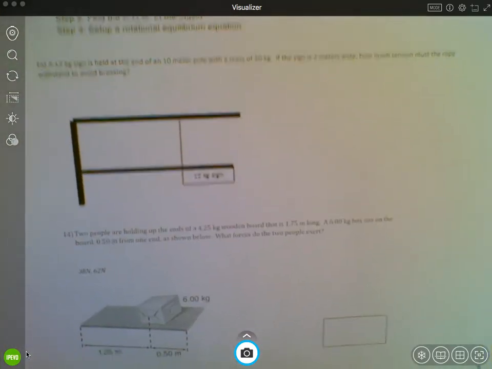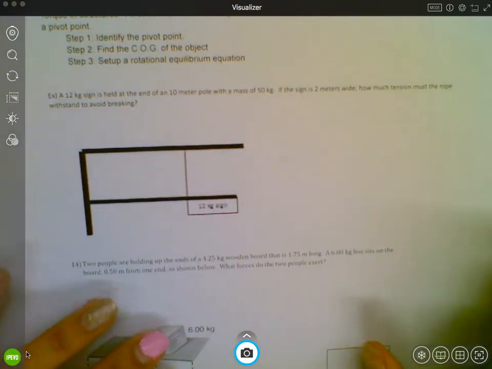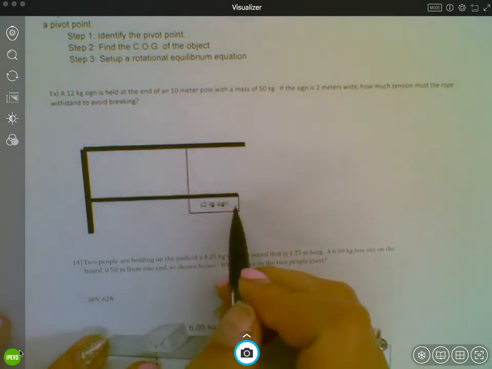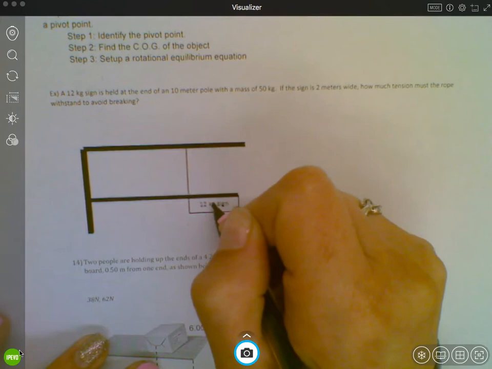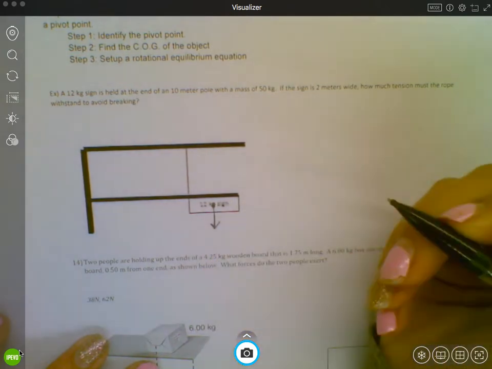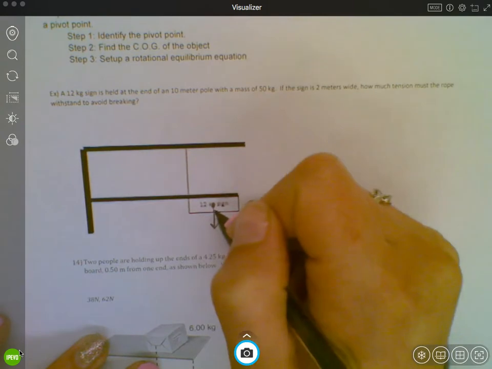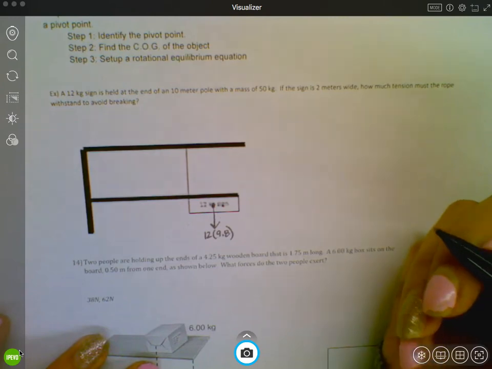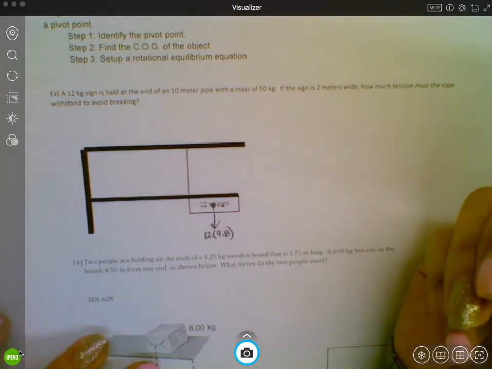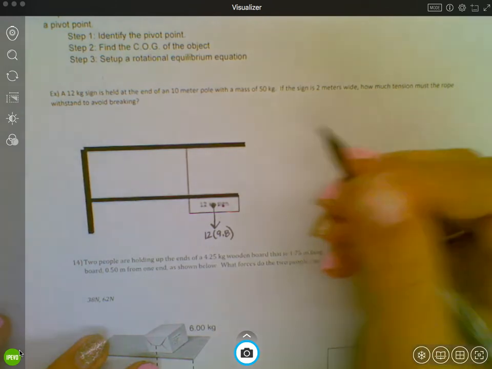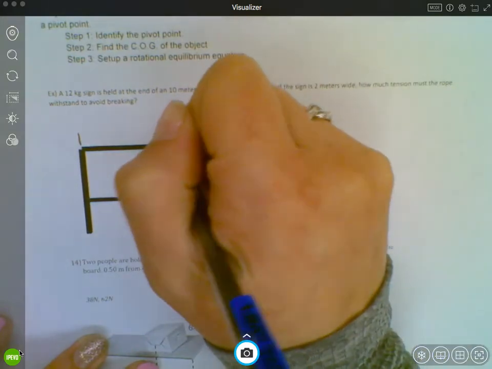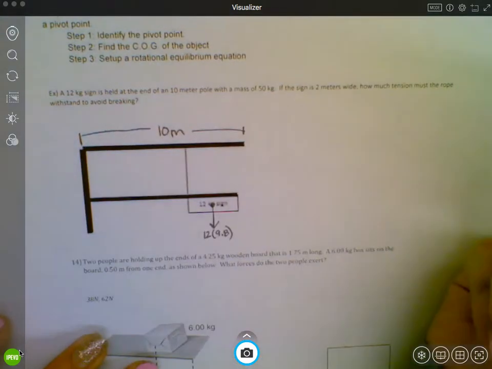Okay, so let's do this example. A 12 kilogram sign, that's this sign, it's hard to read, but it's 12 kilograms. We're going to assume that the weight of the sign comes from the center of gravity of the sign. Okay, so the center of the sign. So the force would be 12 times 9.8. Okay, that's the force caused by the weight of the sign. It's held at the end of a 10-meter pole. So the length of this pole, from here to here, is 10 meters. Okay, I'm just going to note that up here so it's not in the way.